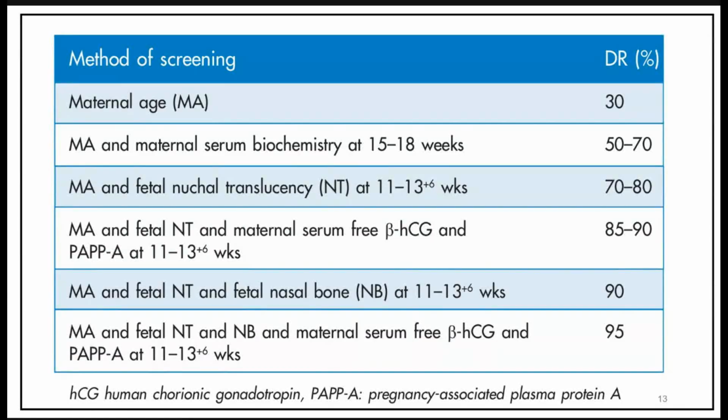Here we can see how the screening methods have advanced from the 1980s to the 1990s. In the early 1980s, only maternal age was taken into account and the detection rate was around 30%, while after the 1990s, we have taken into account maternal age with combined screening methods of radiological parameters with biochemical parameters, and we have come to a 95% detection rate.